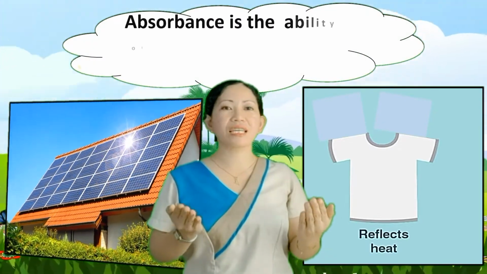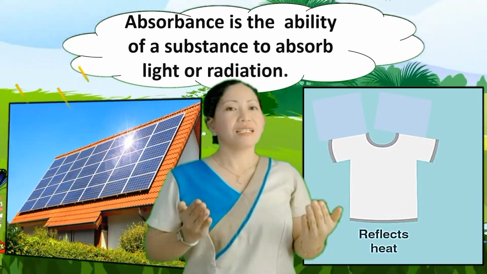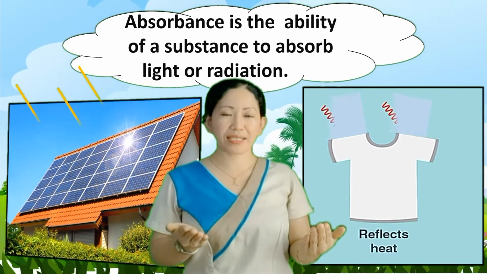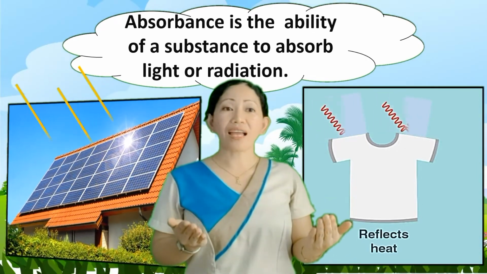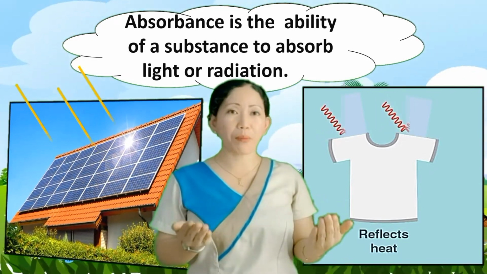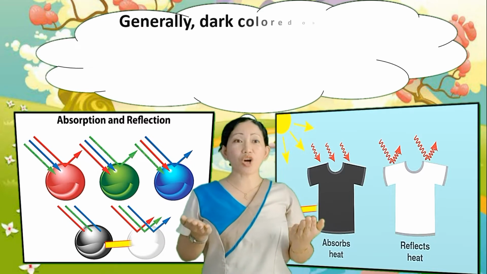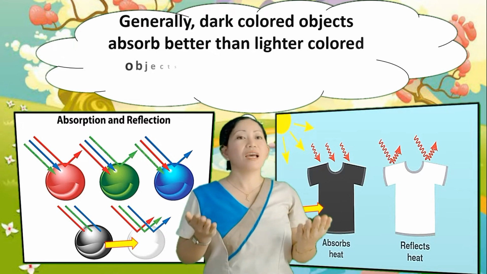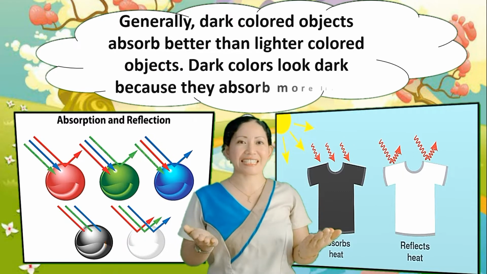Absorbance is the ability of a substance to absorb light or radiation. Different objects absorb heat at different rates. Some objects are excellent absorbers, while others are very poor absorbers. Generally, dark-colored objects absorb better than lighter-colored objects. Dark colors look dark because they absorb more light.